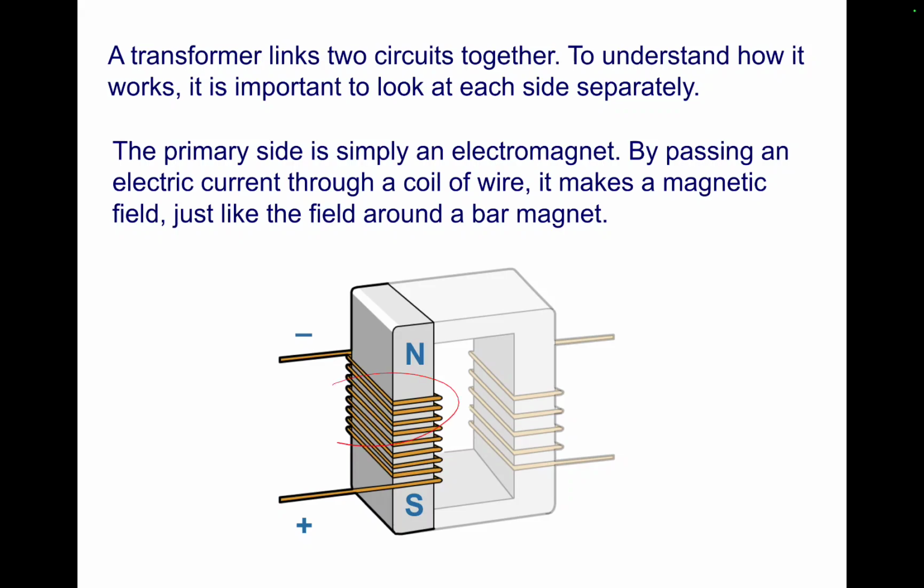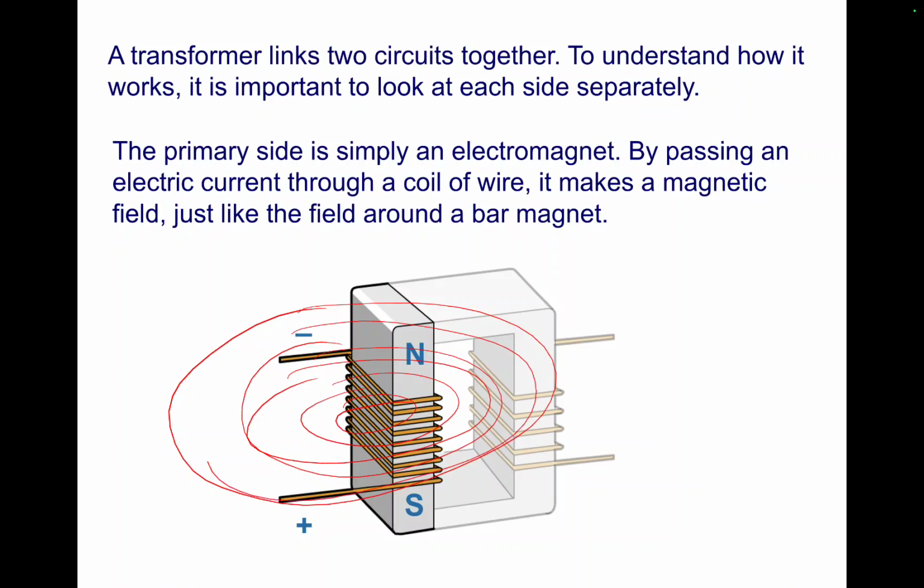Essentially it'll come out, if I can draw this in, so your field gets set up like this. Those field lines obviously shouldn't cross, and what those field lines do is they cross the secondary coil. So the primary side is simply an electromagnet. Passing electric current through a coil of wire makes a magnetic field, just like we've looked at with bar magnets. Now, if we use a direct current, which is DC where the current only flows in one direction, the magnetic field would be set up, but then just stay there.